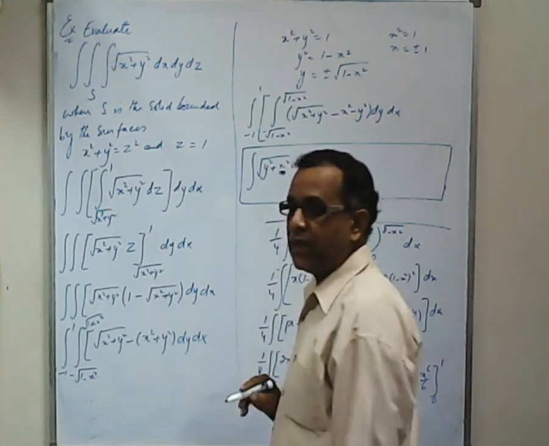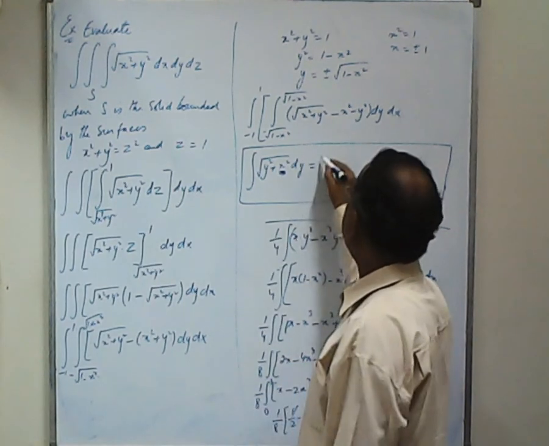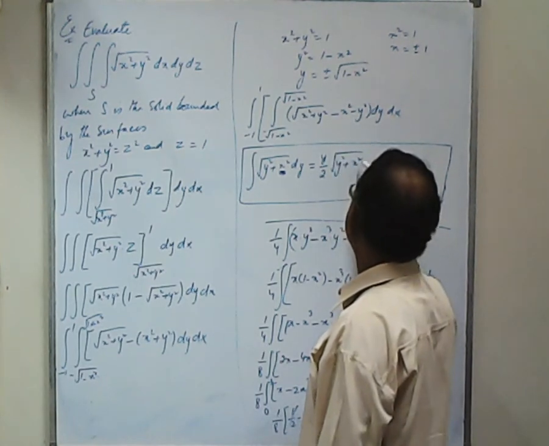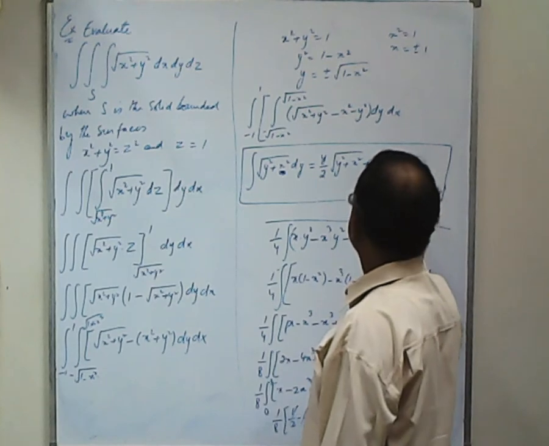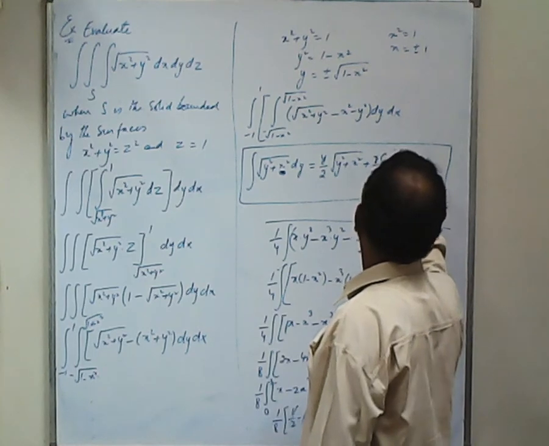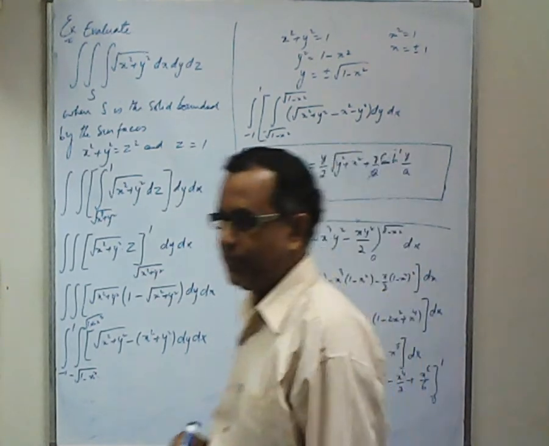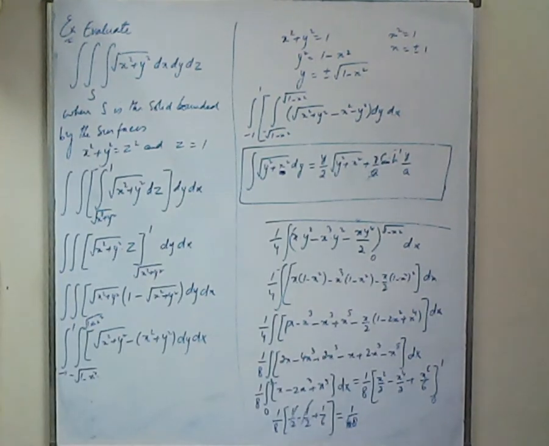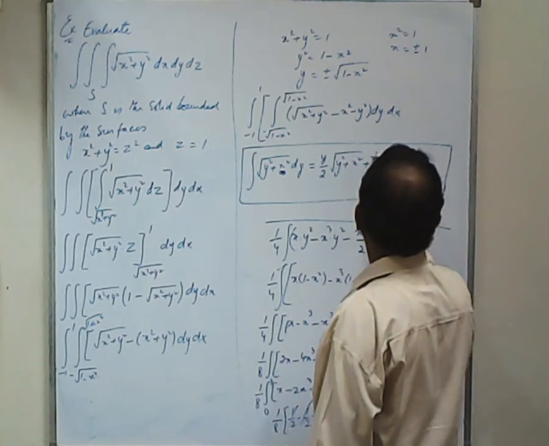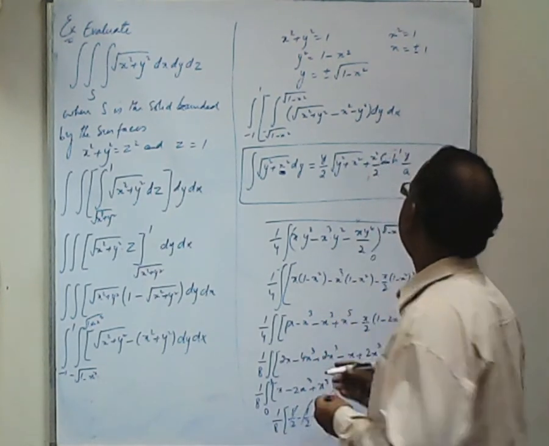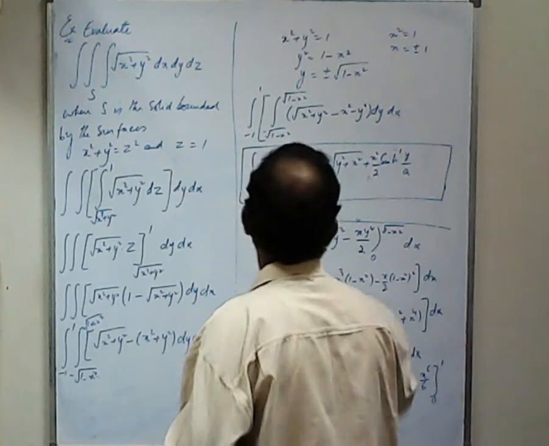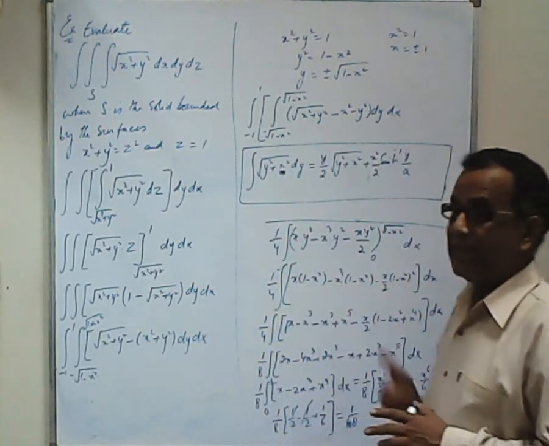So treating x as a constant, the outcome will be y by 2, then under root y square plus x square, plus x square by 2 sine hyperbolic inverse y over a. So this will be the formula: x square by 2 sine hyperbolic inverse y over a, y by 2, treating x as a constant.